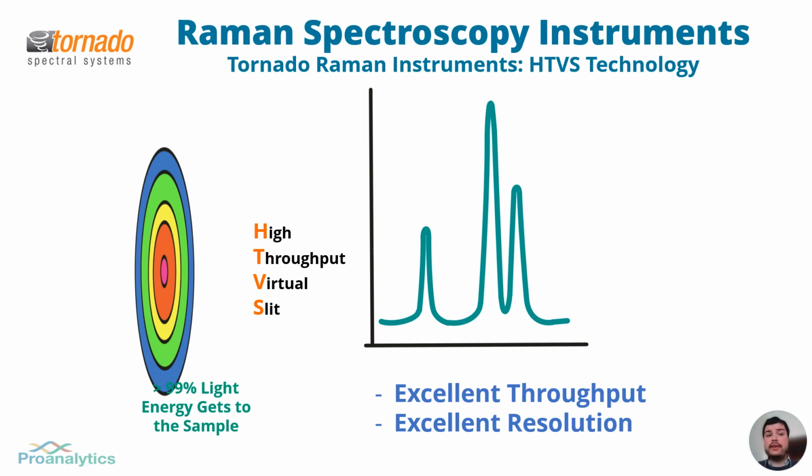With Tornado detectors, you get excellent throughput and resolution when compared to other Raman spectrometers. HTVS technology is proprietary to Tornado Spectral Systems. And lastly, since there are no moving parts, the durability, stability, longevity, calibration stability, and transferability are much better.